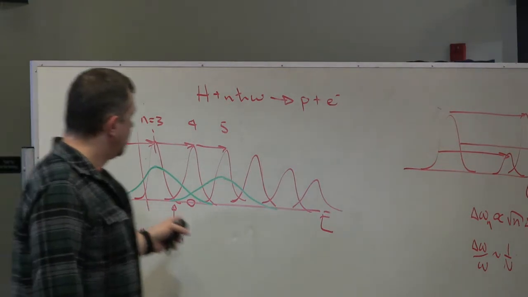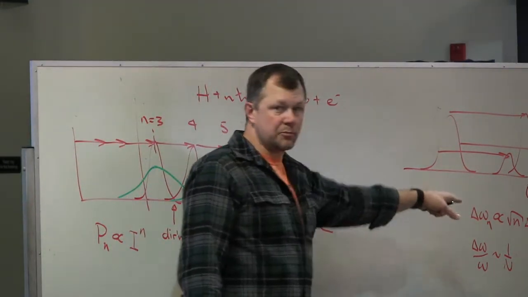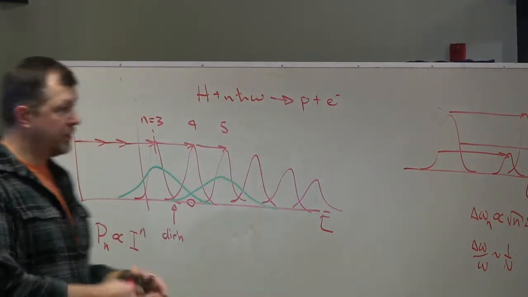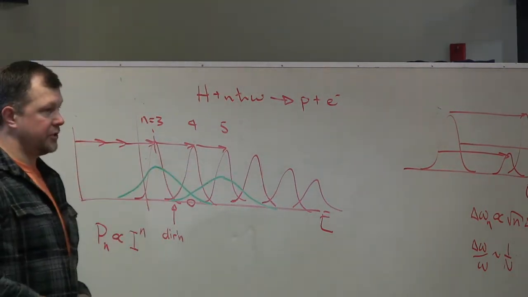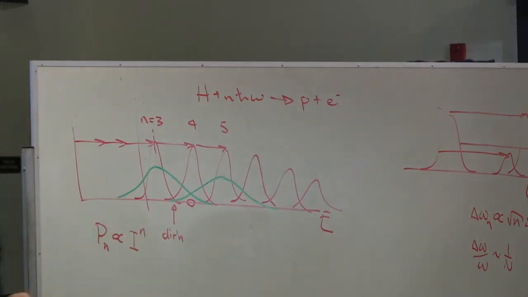Okay? Again, unless we go to high photon numbers and things broaden, then you might see more yield control out of larger photon energies. Or larger photon numbers, I should say. Okay?